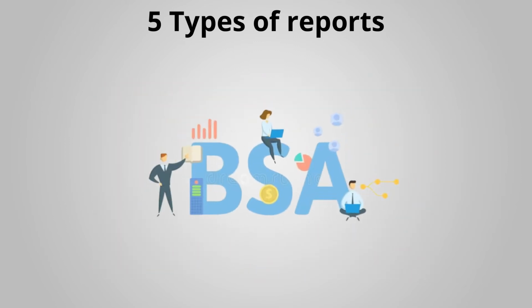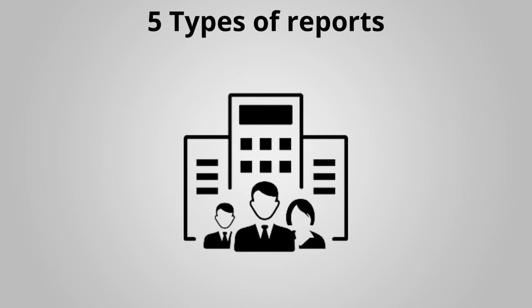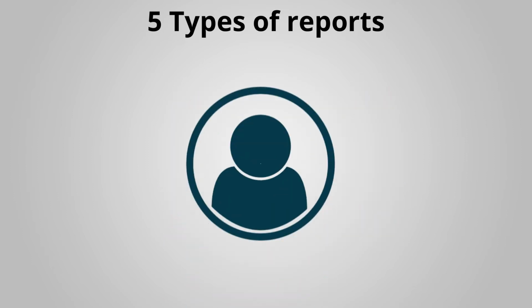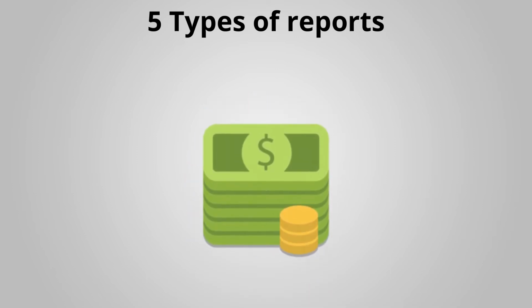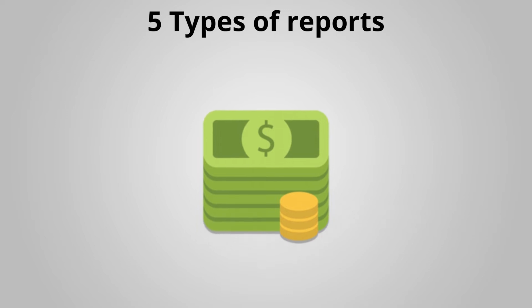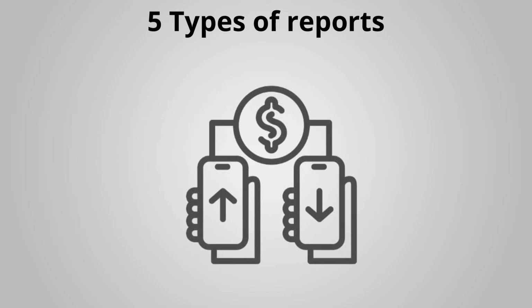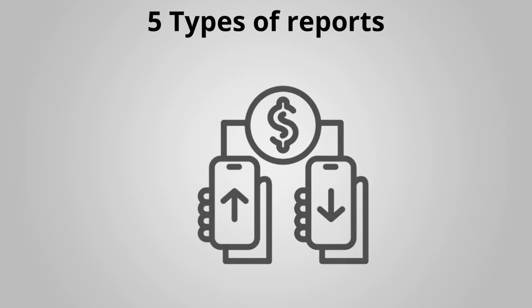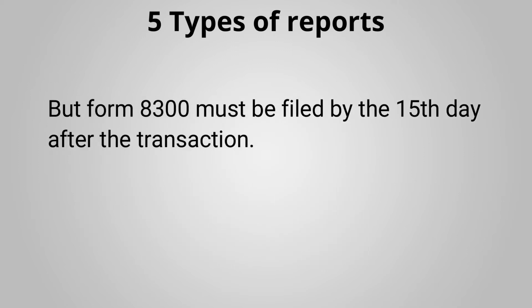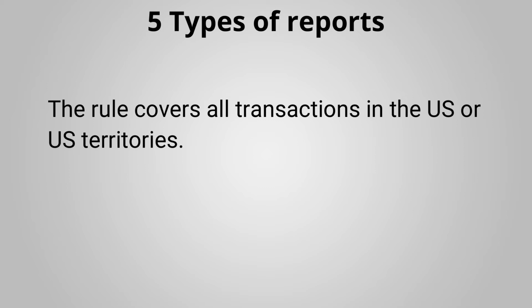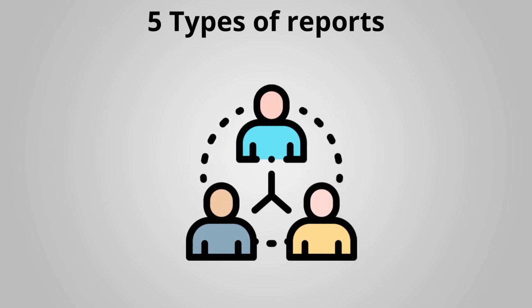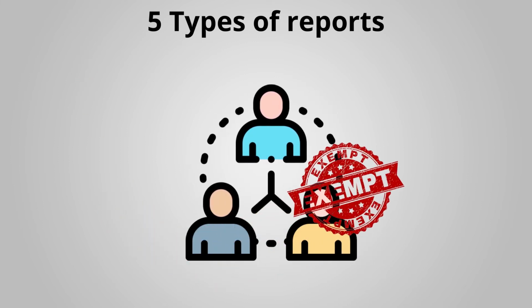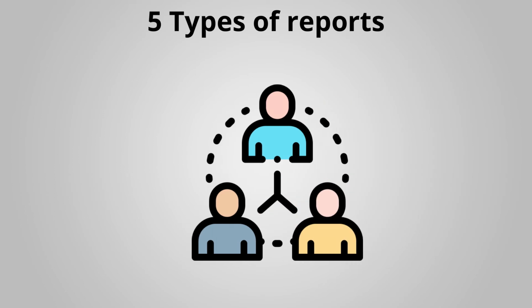The BSA also mandates all businesses, companies, associations, trusts, or individuals to file Form 8300 if they receive more than $10,000 in cash from one business transaction. The $10,000 cash inflow can be a result of one transaction or 2 or more related transactions, but Form 8300 must be filed by the 15th day after the transaction. The rule covers all transactions in the U.S. or U.S. territories. The BSA provides parties who are exempted from this rule, including government departments or agencies or companies listed on major North American exchanges.